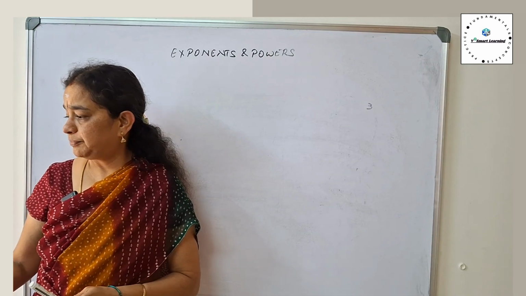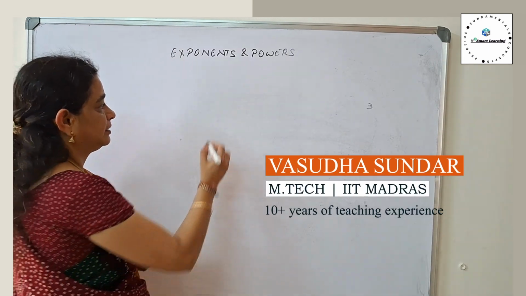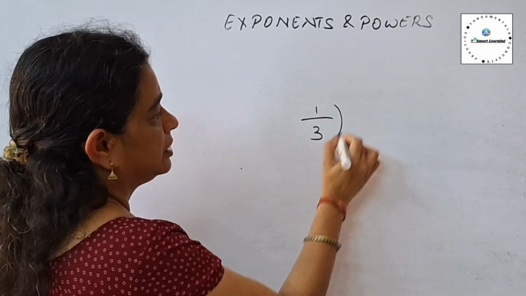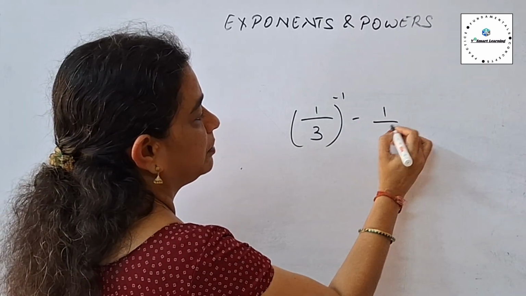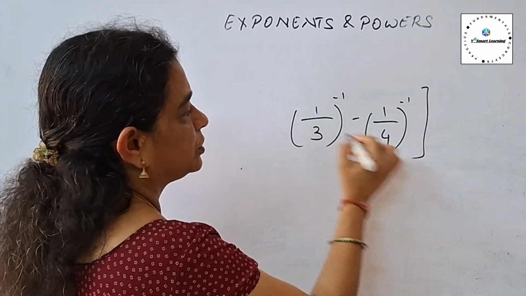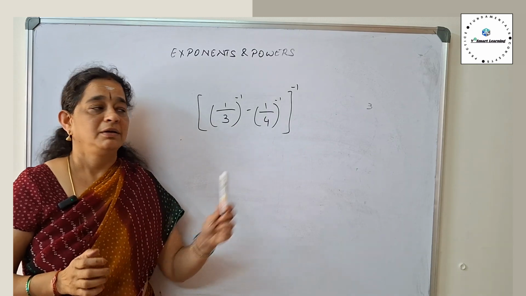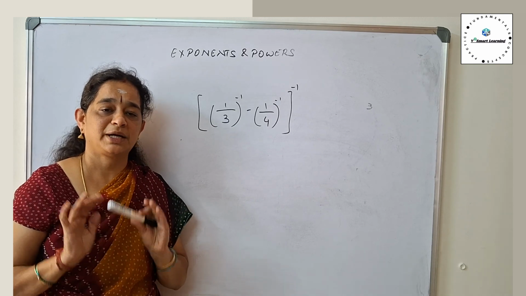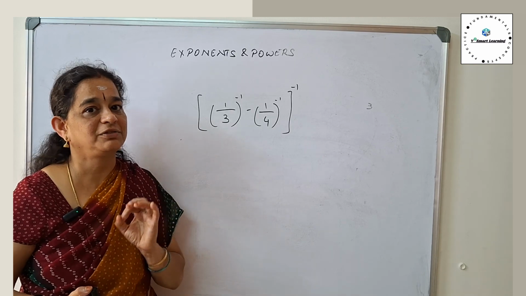So the next lesson we'll be learning is another important aspect. Suppose I have (1/3)^-1 minus (1/4)^-1, whole to the power of minus 1. Any problem in maths will look complicated for some students, but it is not complicated, because mathematics is all about methodical work and sequential work.